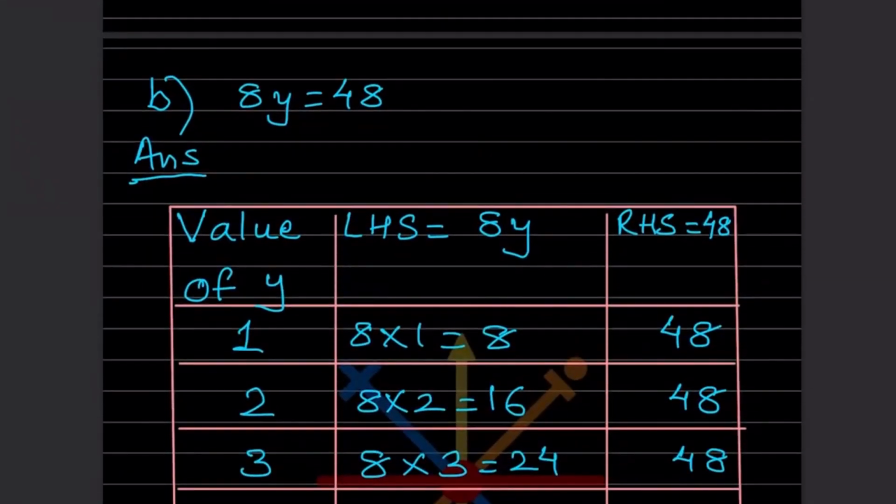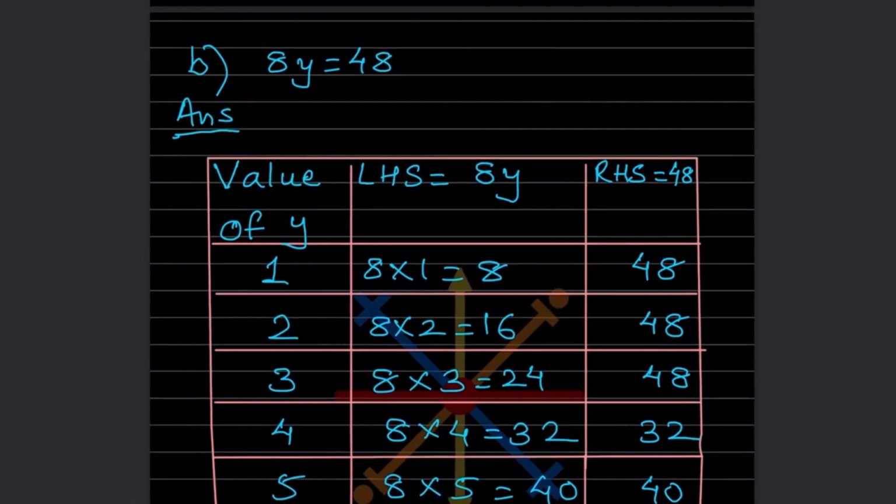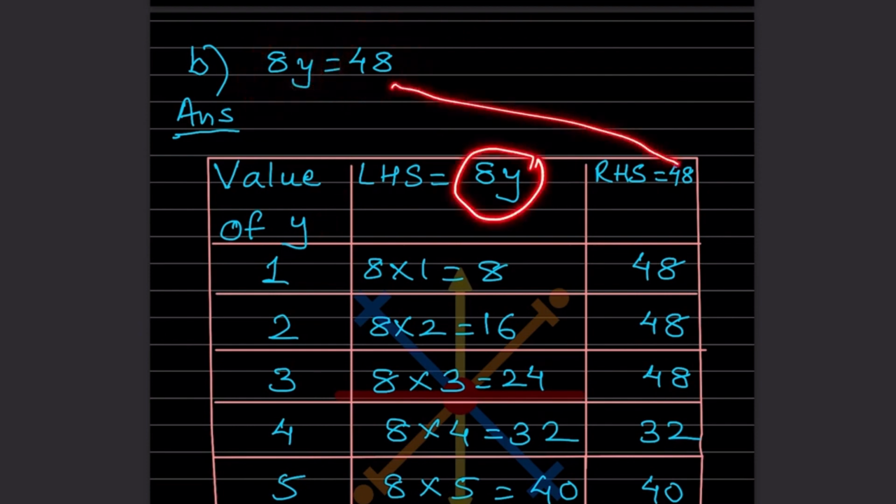Now let us go with a similar one, where the equation has been changed. Look here, 8y is 48. So here it is y, where earlier there was x. This is the LHS and this is the RHS. LHS is 8y, RHS is 48. Again we will use the trial and error method.